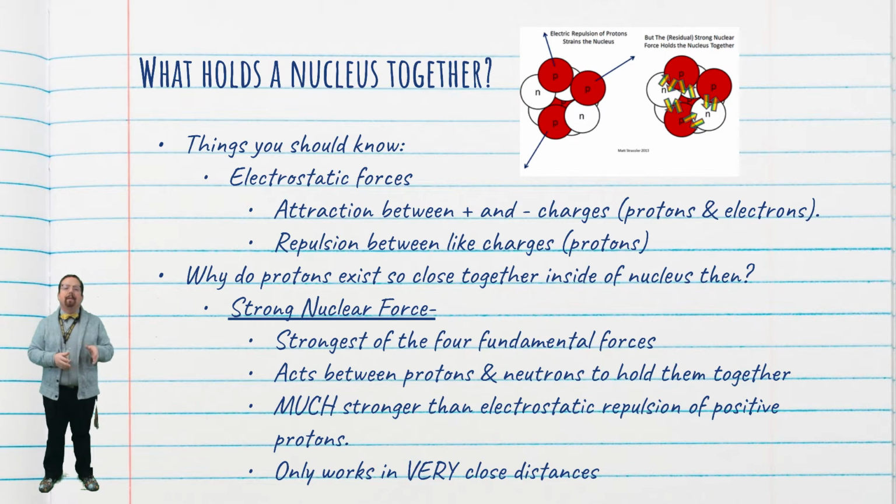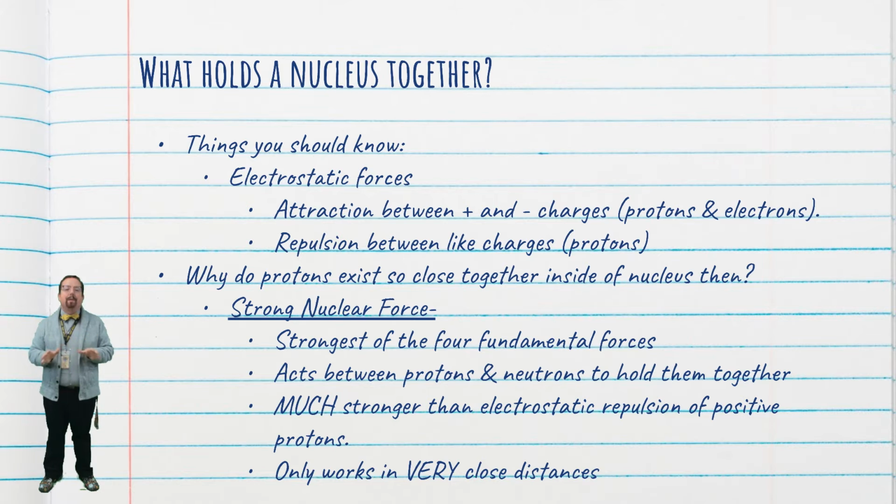It's about 137 times stronger than the electrostatic repulsion of the positively charged protons, but it only works when the particles are extremely close together. So, the strong nuclear force, which only ever comes into play when protons and neutrons are close together, is more than enough to counteract the repulsive forces between the protons, which allows our nucleus to stay together.